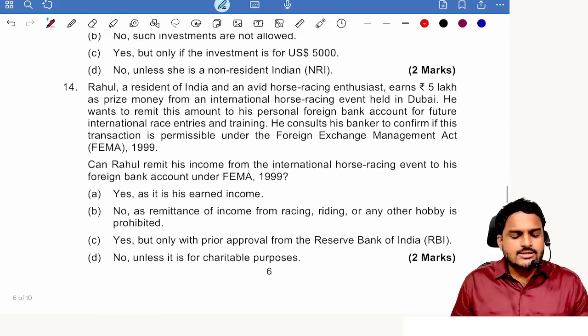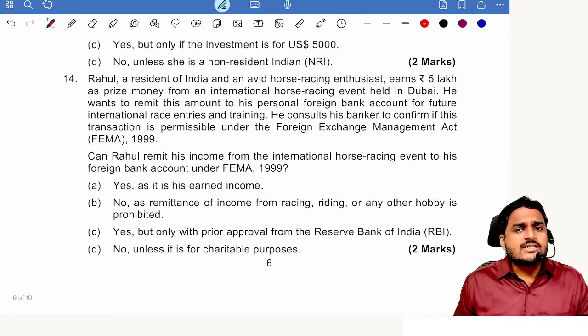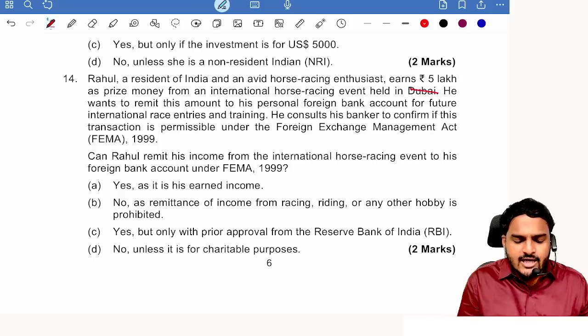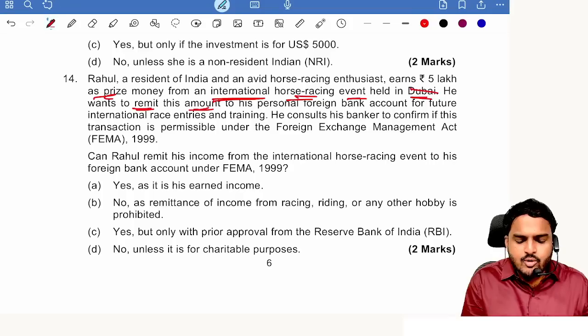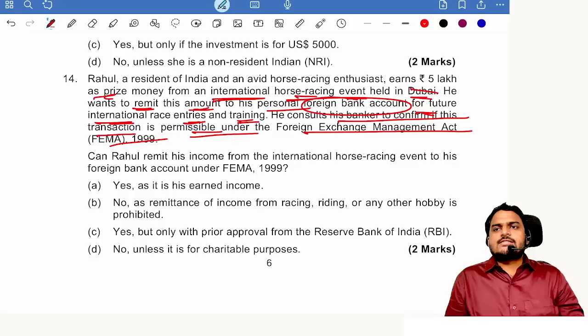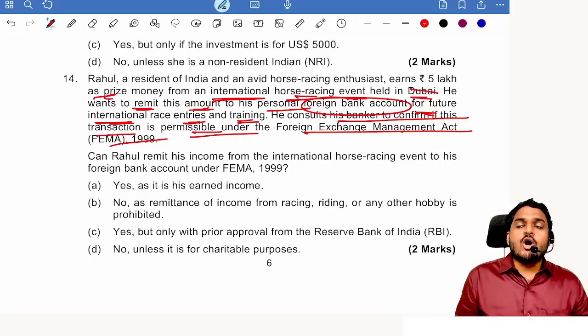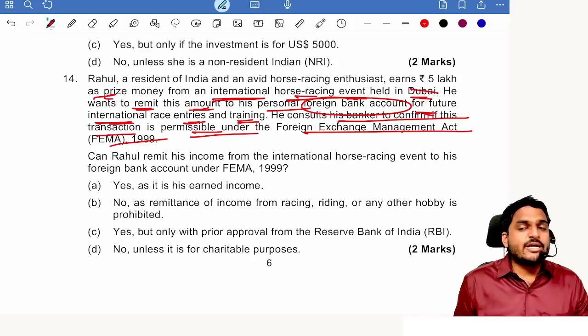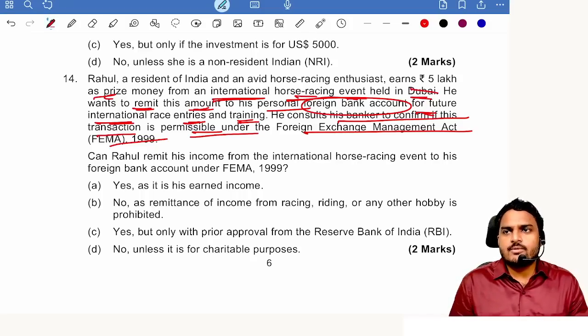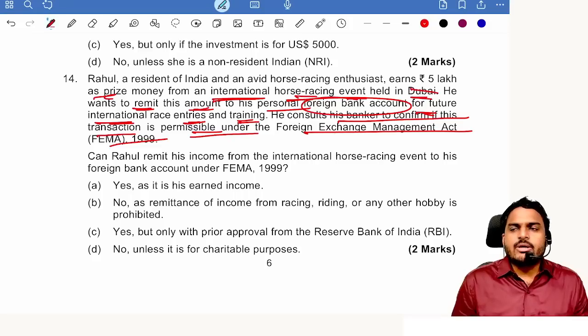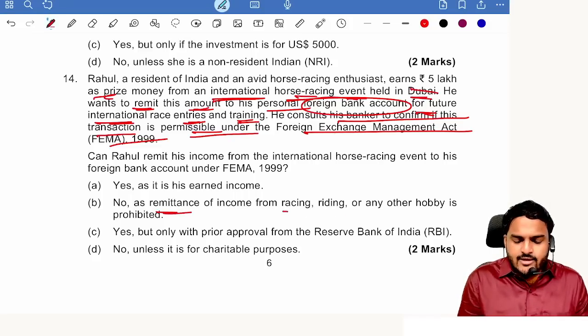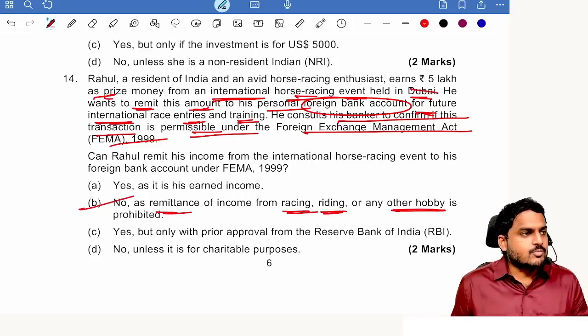14th one. Rahul, a resident of India and an avid horse racing enthusiast, earns 5 lakh rupees as prize money from an international horse racing event held in Dubai. He wants to remit this amount to his personal forex account for future international race entries and training. He consults his banker to confirm the transaction is permissible under FEMA. Remittances of lottery winnings, horse race winnings, bike race winnings, prohibited magazines, football pools. You remember? Permitted or prohibited? No, as remittance of income from racing, riding, or any other hobby is prohibited. Option B.